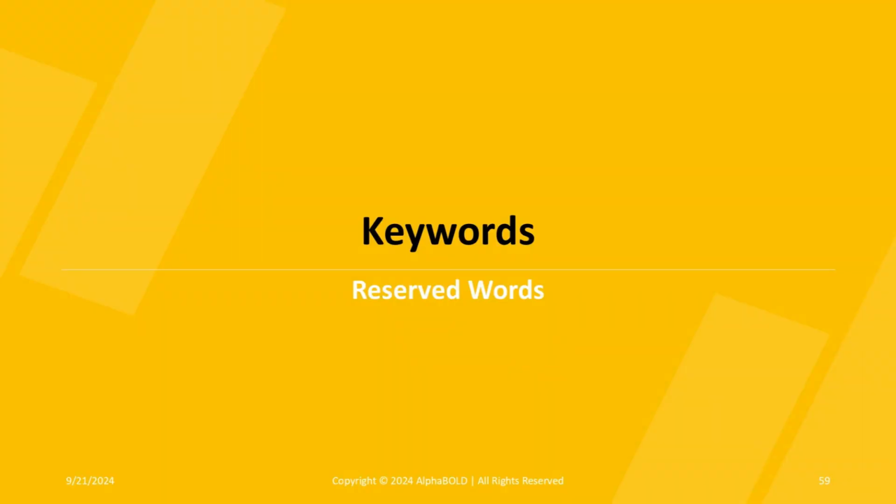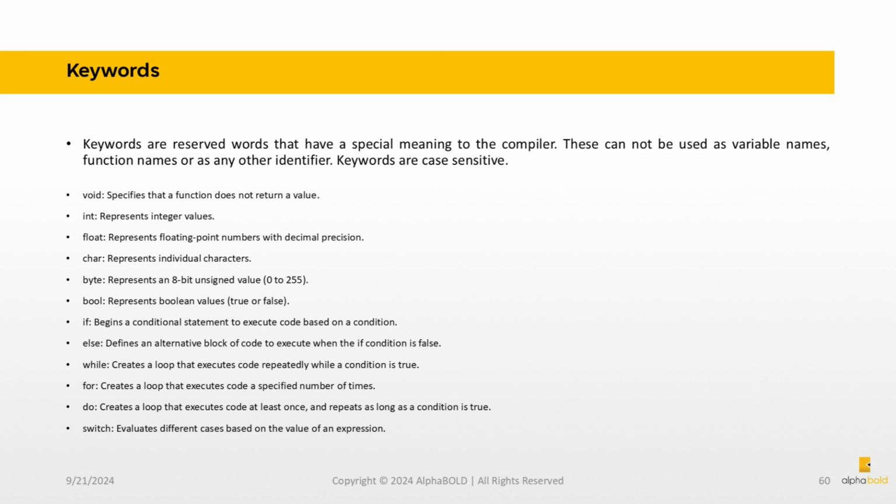Keywords. Void specifies that a function does not return a value. Int represents integer values. Float represents floating point numbers with decimal precision. Char represents individual characters. Byte represents an 8-bit unsigned value, 0 to 255.